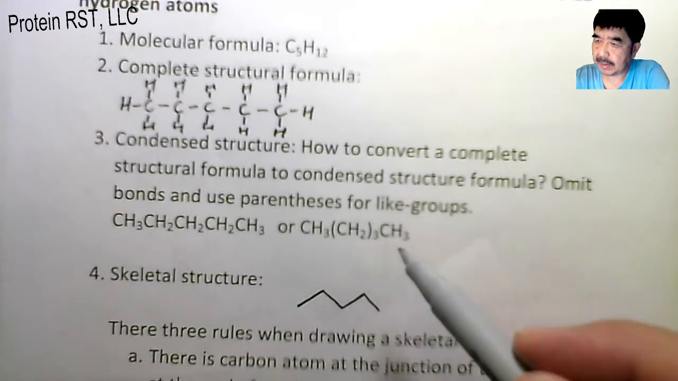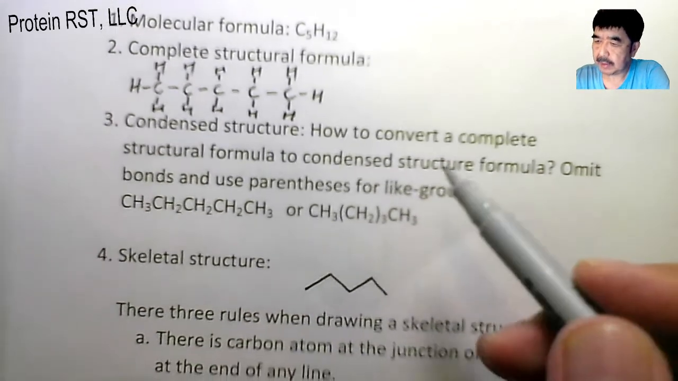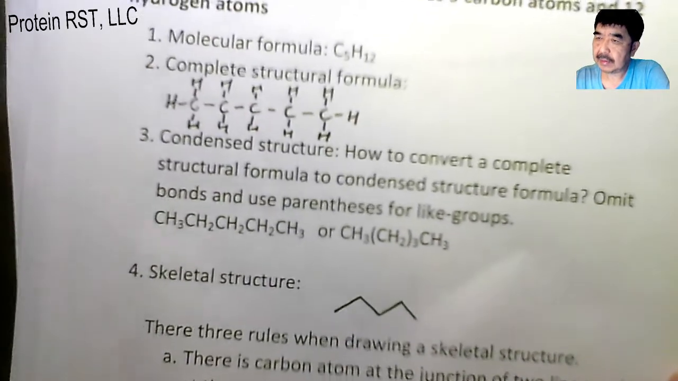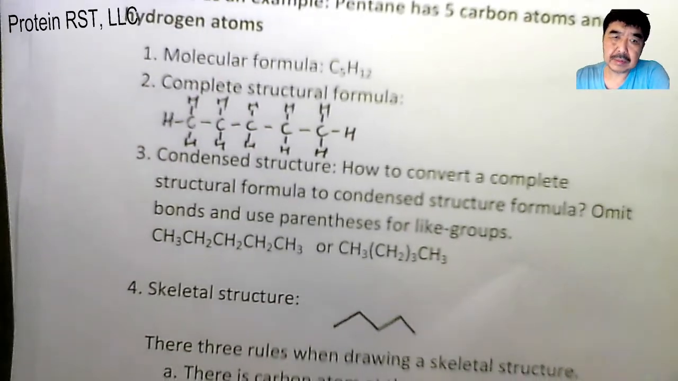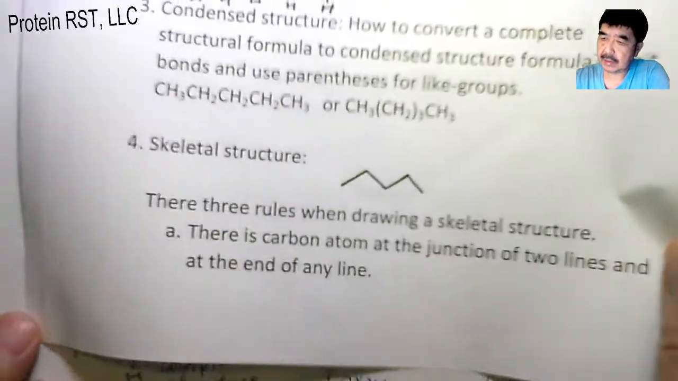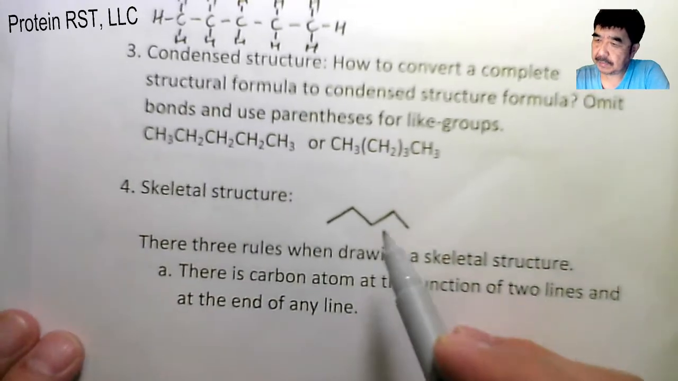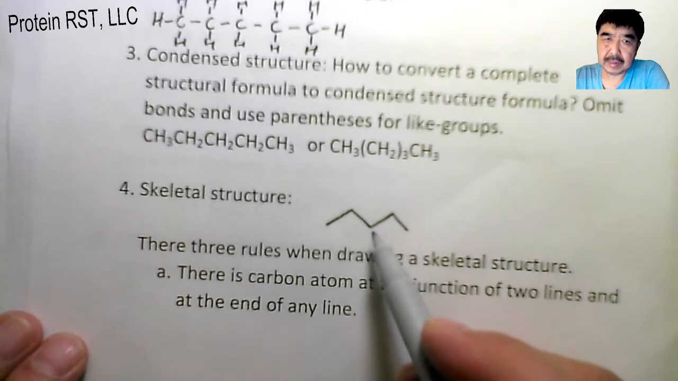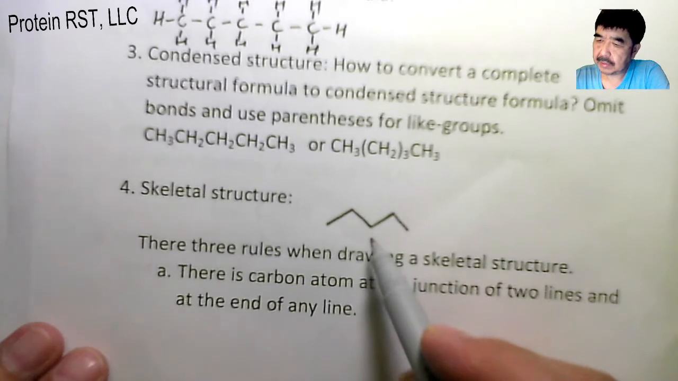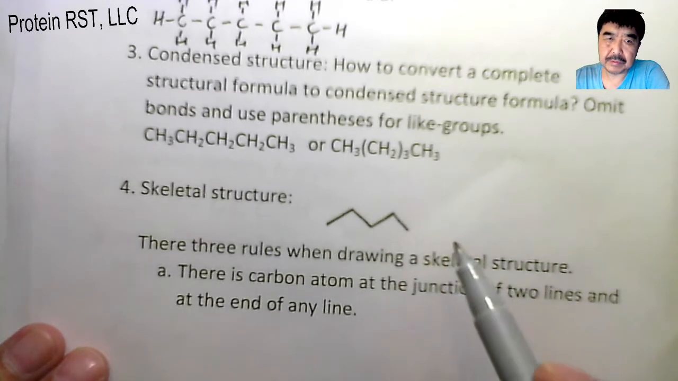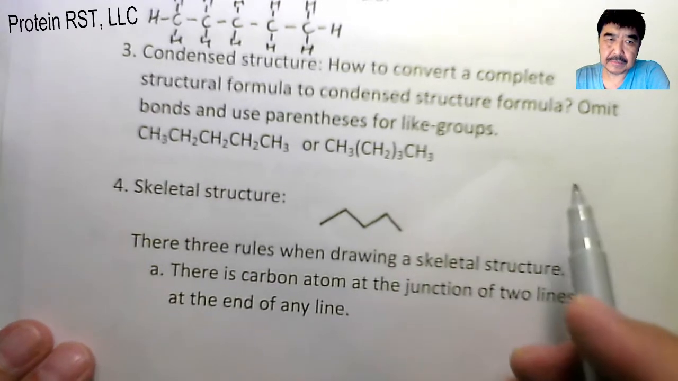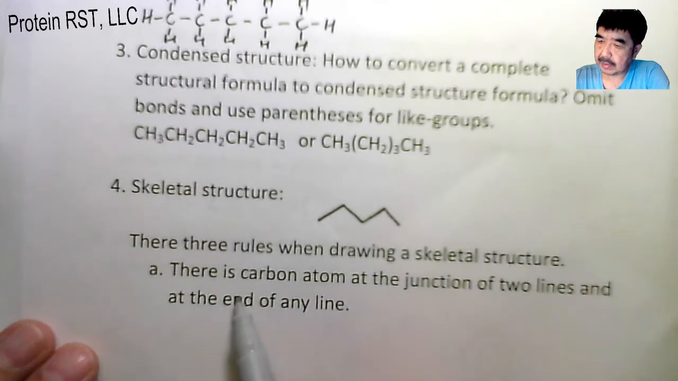Pentane. The next is called skeletal structure. Skeletal structure for pentane is this. For drawing a skeletal structure, we have some rules to follow. The first one is this.